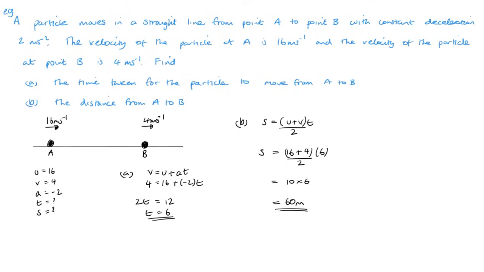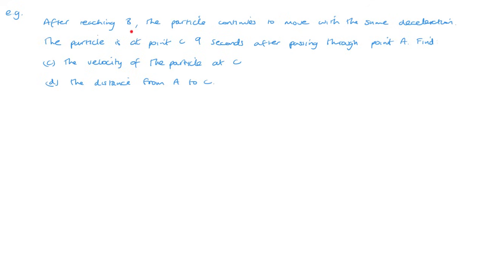Okay, so I found my first two answers, the time and the distance between them. Now let's take this question a little bit further. After reaching B, the particle continues to move with the same deceleration, so still -2 acceleration. The particle is at point C 9 seconds after passing through point A. Find the velocity of the particle at C and the distance from A to C.